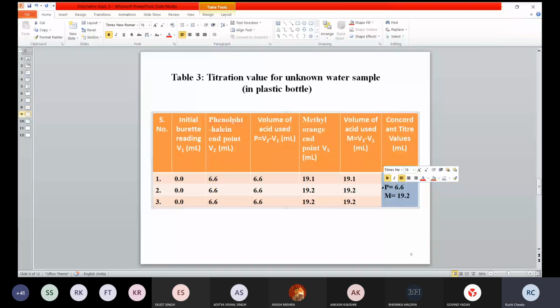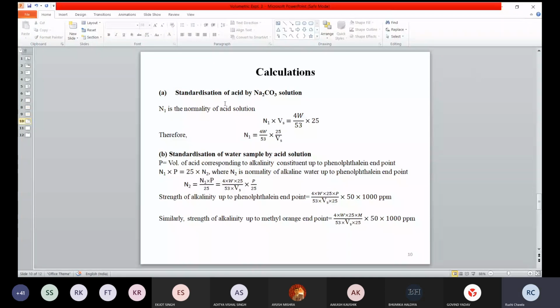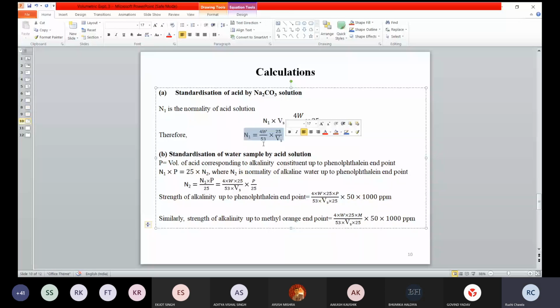Now finally coming to the calculation part. Did you people try to derive how this final expression for N1 has come? From where has this 4 term come, from where has this 53 term come? Did you derive it? The calculation of the second step was taken up in the class, and I have explained that in detail. But this standardization of acid step was not taken in the class. Who will tell me how this has come?